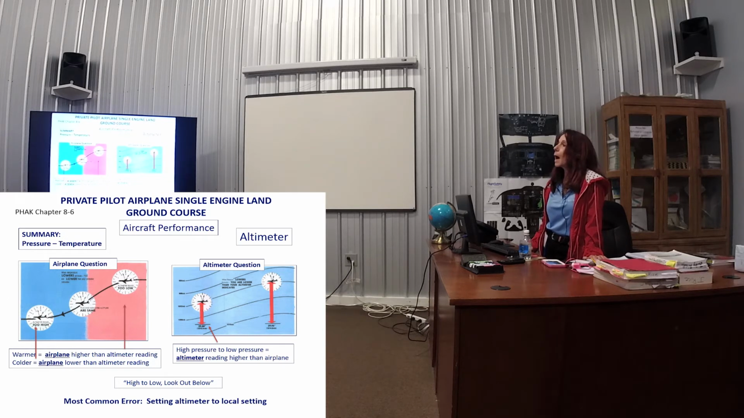You can see a high to low on an airplane question. So the airplane in a warmer temperature is higher than an airplane in a colder temperature. Same type of question, an altimeter in a warmer temperature. Let's see, so the altimeter would be reading higher, so the airplane would be lower. If it's an airplane question, the altimeter would be higher because you didn't adjust it. You've got to look at what the question is asking you.